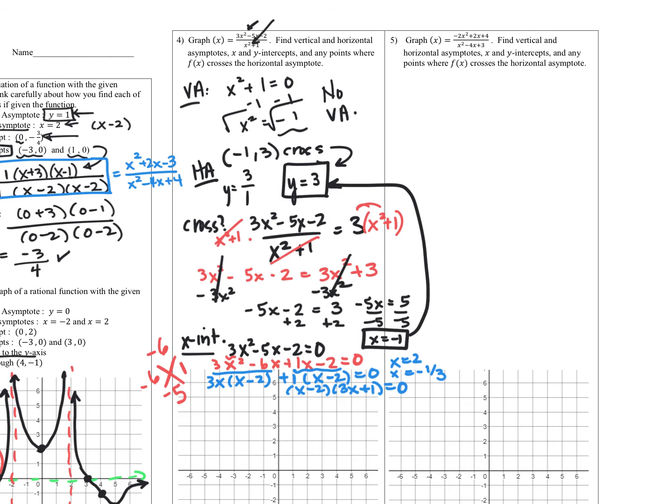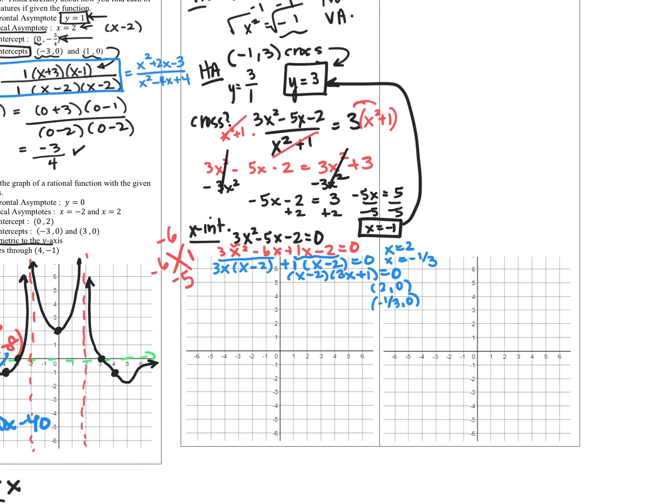So those guys are going to be the x-intercepts. So actually, I shouldn't exactly box them in. I should write them as points. They're 2, 0, and negative 1/3, 0. And let's see, what other information am I forgetting?